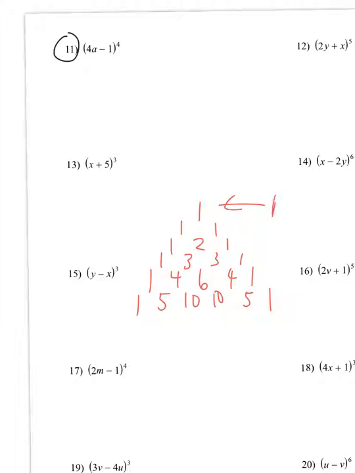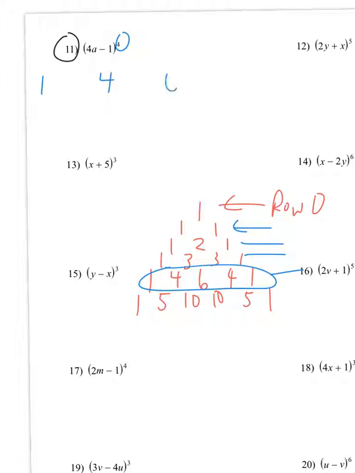Remember, this is row 0. So we need row 4. So this would be row 1, row 2, row 3, row 4. So I need this row right here. So let's write down the numbers from Pascal's triangle. 1, 4, 6, 4, 1.